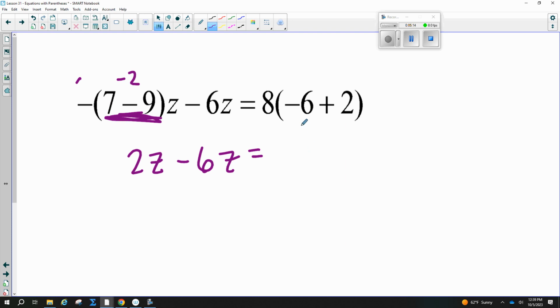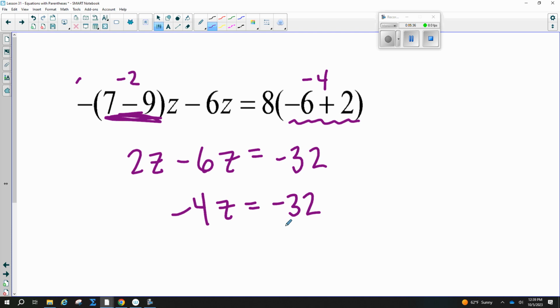There's no variables, okay? So I've got -6 plus 2. Do your parentheses first. Everybody, what is that? Yeah, and then multiply to the 8, so we get -32. This one was so interesting. Okay, so then I have 2z minus 6z. Those are like terms. That's a -4z. And then we just divide by -4, and we get +8. Negative divided by a negative.